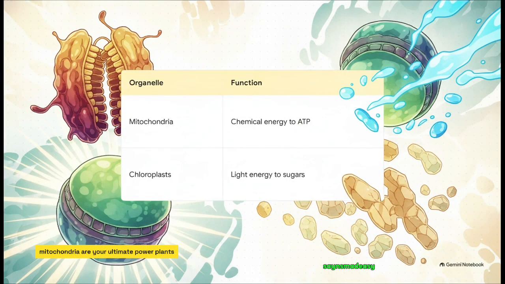Mitochondria are your ultimate power plants. They harvest chemical energy from the food you eat and convert it into ATP. That is the literal fuel keeping you alive and allowing you to breathe right at the second. Chloroplasts, on the other hand, are unique to plants and some protists. They perform the sheer magic of photosynthesis, converting raw light energy straight into the chemical energy of sugars.